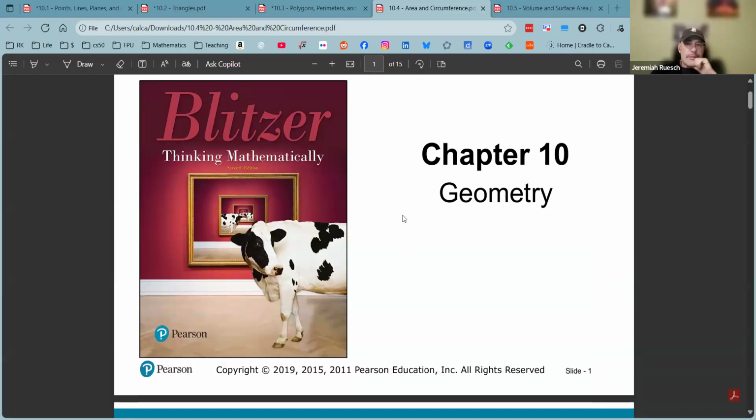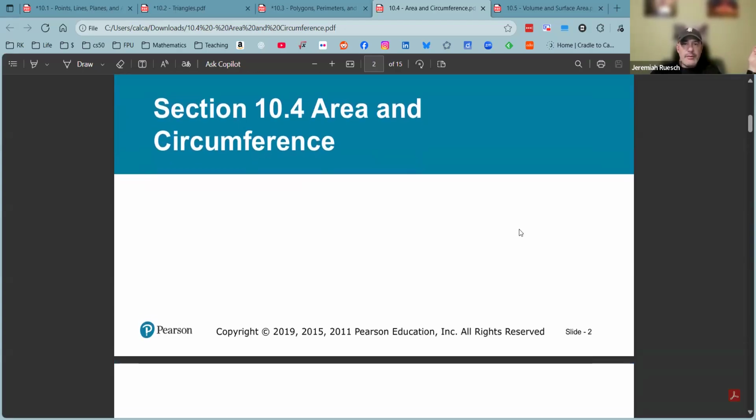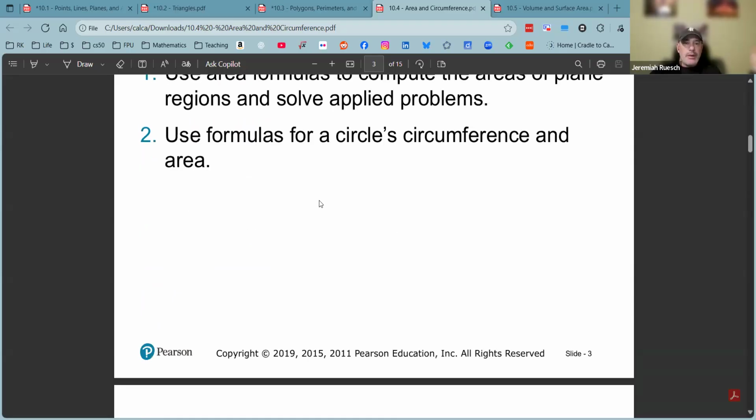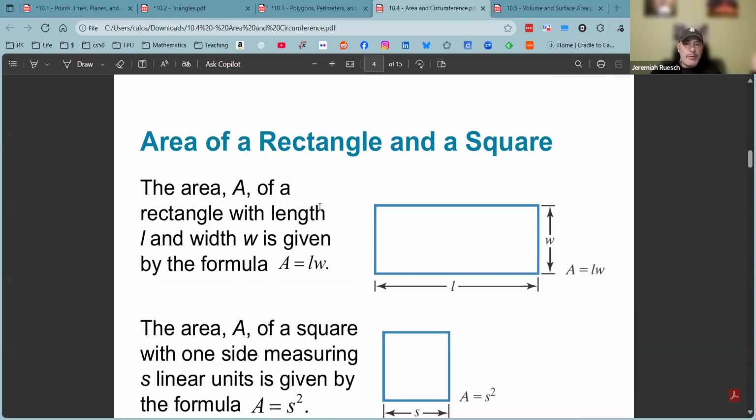Chapter 10, Geometry for Math 121. We're looking at the fourth section. This is area and circumference. In this one, we're going to look at area formulas and compute the area of plane regions and solve applied problems using formulas for circle circumference and area. All right, so we're going to do both of those.